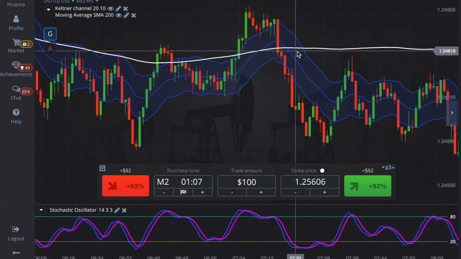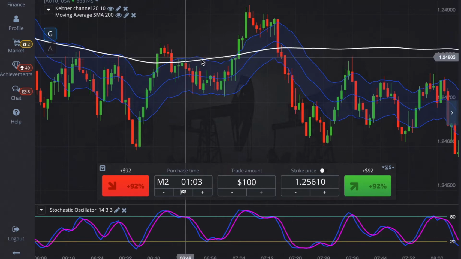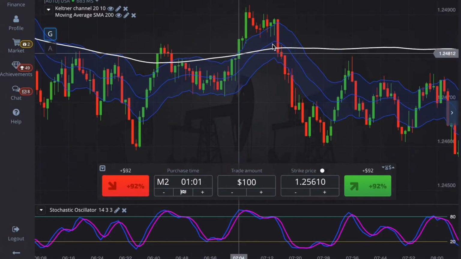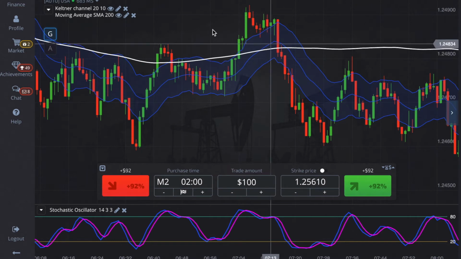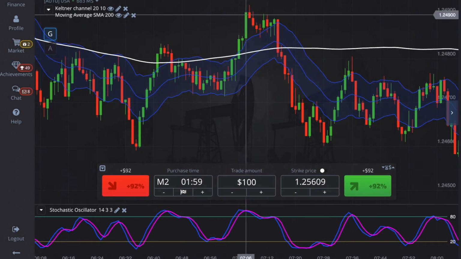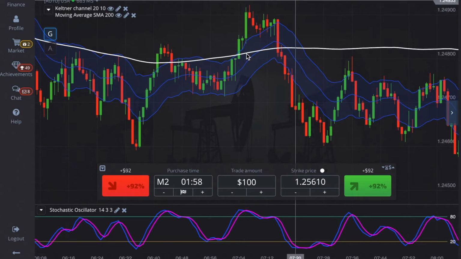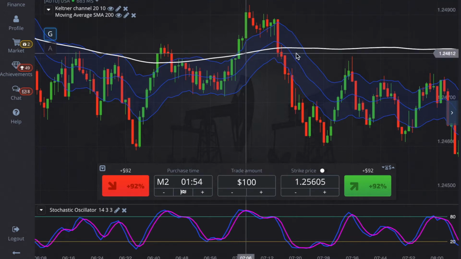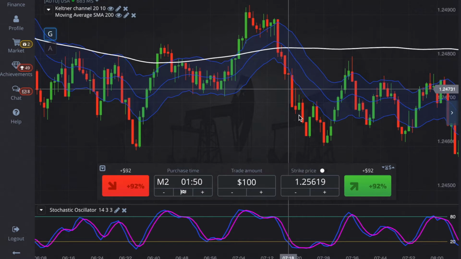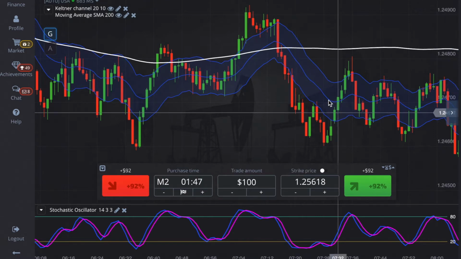So like I said in the previous video, the 200 moving average basically tells you the trend. If the candles are consistently above, you're in an uptrend. If the candles are going right through the white line, that means you're in pure consolidation. It could go either way. And when the candles are consistently below, we're in a downtrend.